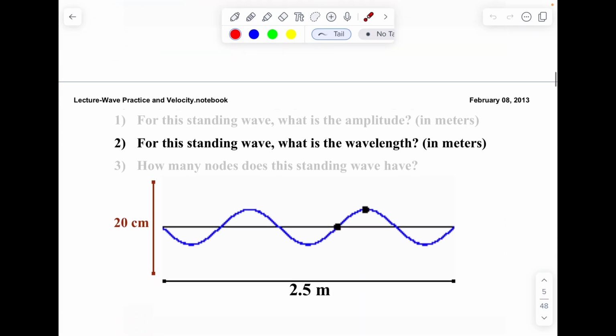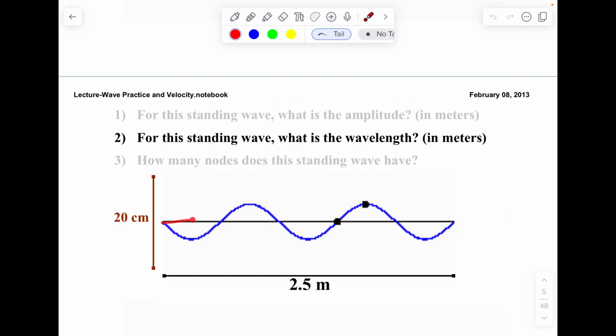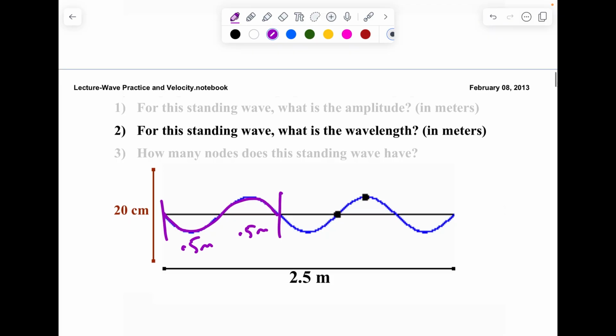For question 2, wavelength. If you look at this waveform, it has 1, 2, 3, 4, 5 antinodes. So you've got 5 spots that move a lot, okay? And the length of this entire waveform is 2.5 meters. That means each of these antinodes is 0.5 meters long. We already know that you need 2 antinodes to make a full wavelength. So this would be 0.5 meters and then another 0.5 here. So you're looking at 1 meter as your wavelength, okay?